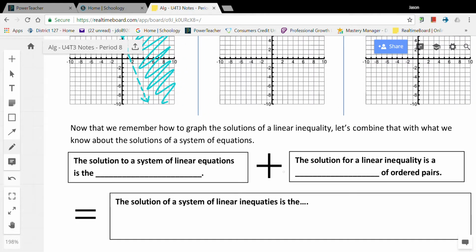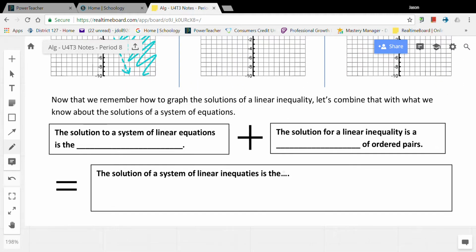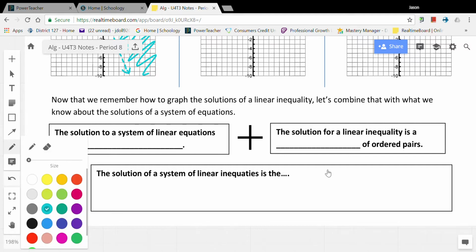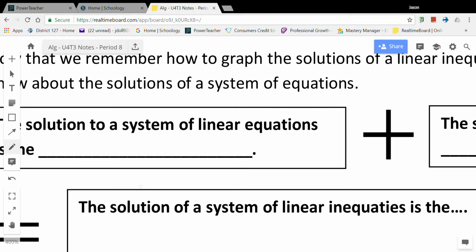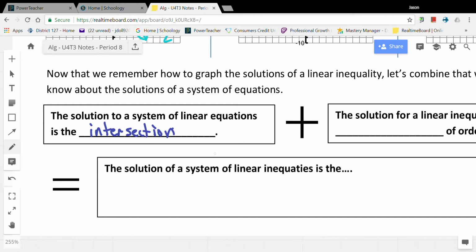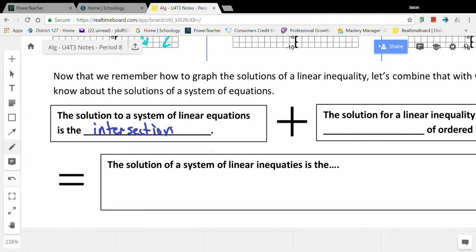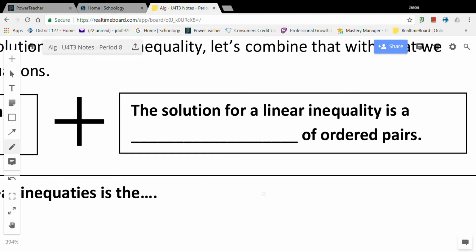Now, what we're going to do to understand what the solution of a system of linear inequalities is combine what we learned about a system of linear equations with what we just went over and reviewed about the solution for a linear inequality. All right, let's change color here. So the solution to a system of linear equations graphically, remember, is the intersection. When we solved by graphing, what we were looking for is the point where the 2 lines representing the solutions of our individual equations in our systems intersected each other. And we are going to combine that with what we understand the solutions to be for a linear inequality.